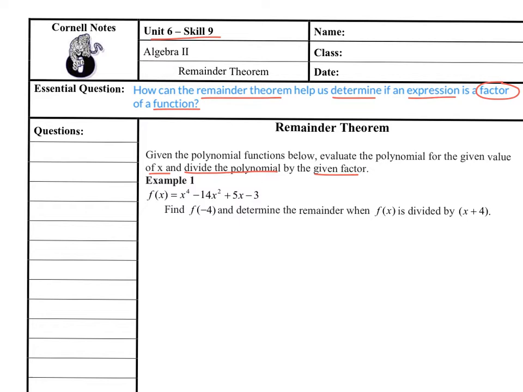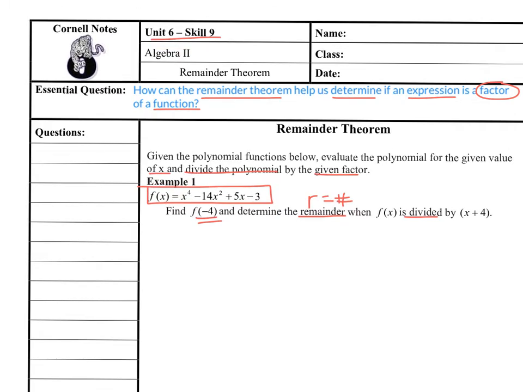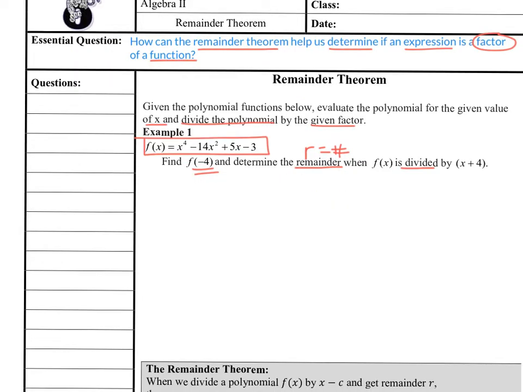So we've learned earlier in our notes and in this unit how to divide a polynomial by a factor. So example 1 says, if f of x is this, find f of negative 4 and determine the remainder, so we want r equals a number, if f of x is divided by x plus 4. So the first thing we're going to do, I'm going to show you the long way, which would be what you would need to do if it was an algebraic answer, so meaning you need to provide all of your work. So we're going to first set this up as a long division problem, just like you've learned earlier.